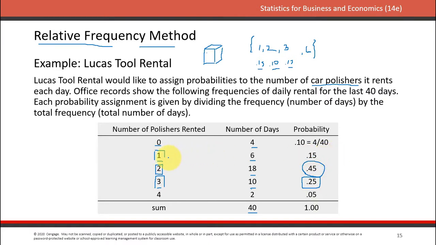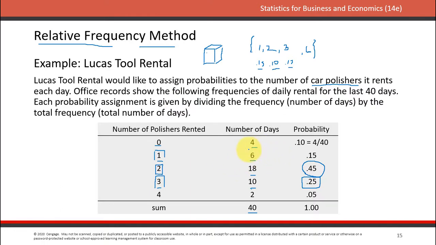Otherwise, we'd have no idea what the probability is that they're going to rent 1, or the probability that they're going to rent 2. Who knows? We have no idea. It's not even like the die, where we say it could be approximately 1/6. Here we have no clue as to what this should be. So that's when we would use this relative frequency approach.